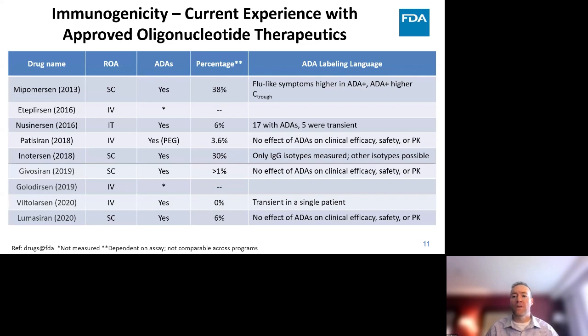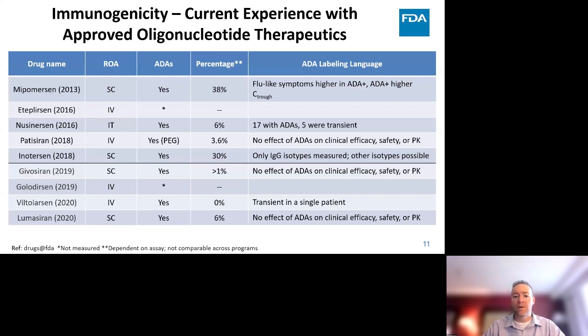While our eyes are drawn to this, it's important to recognize that the anti-drug antibody percentages are not comparable across drugs, given the specificities with each of the assays involved in anti-drug antibody assessment. So again, I want to point that out to you as our eye sort of likes to compare things. These numbers are not comparable. They're very dependent on the specificity of the assay. And then last, I want to point to our current labeling language for these anti-drug antibodies.